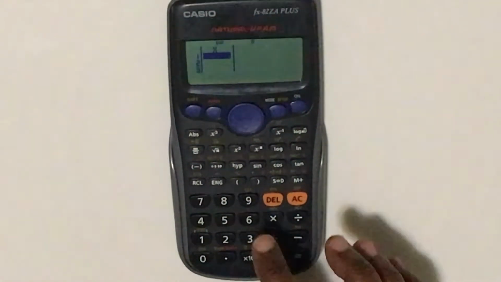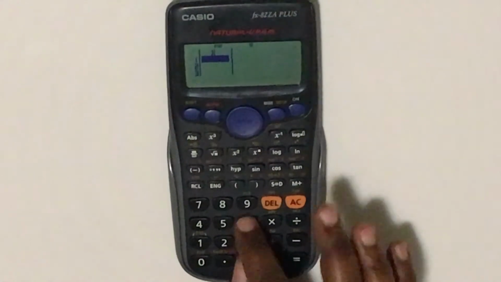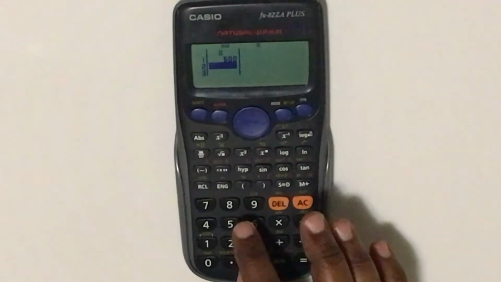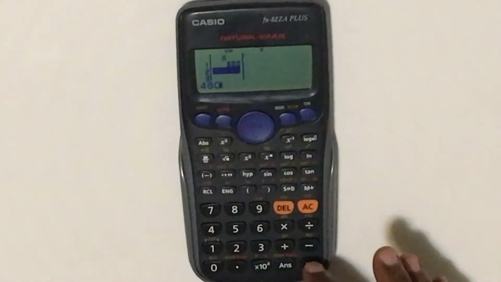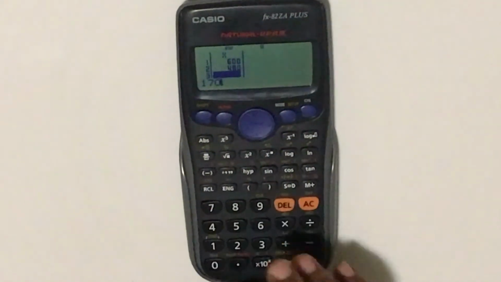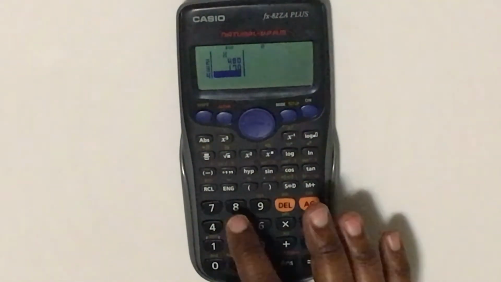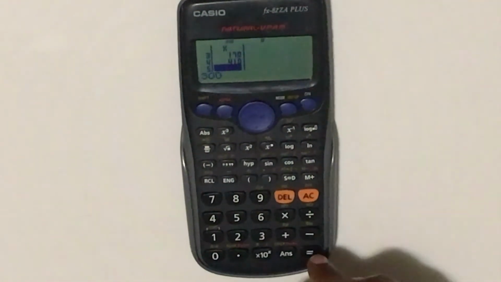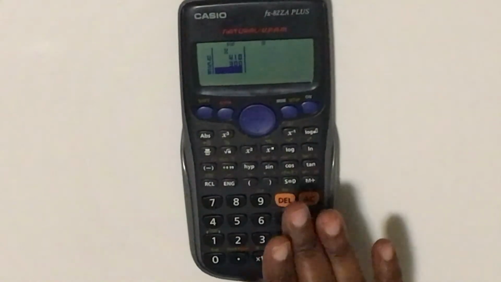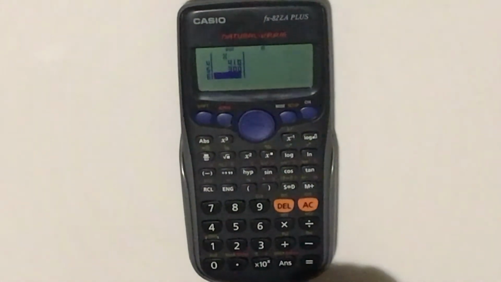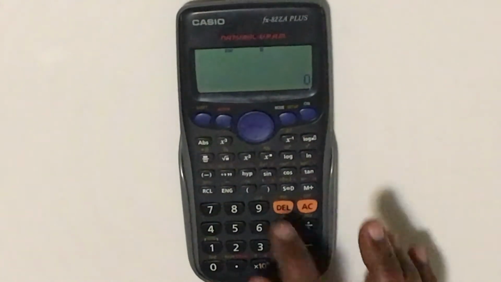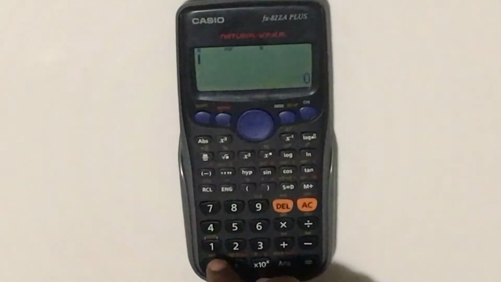How do you put the data? You want to go the first data 600, then equals to the next one 480 equals to 170 equals to 410 equals to 300 equals to. I have put all the data that I'm supposed to do. Then you say AC shift 1.